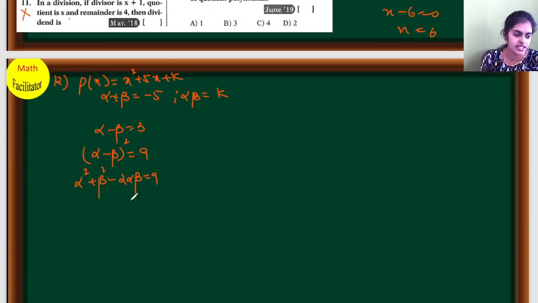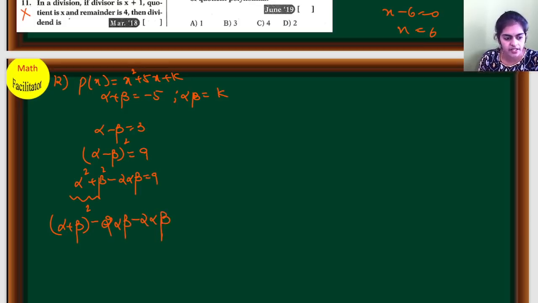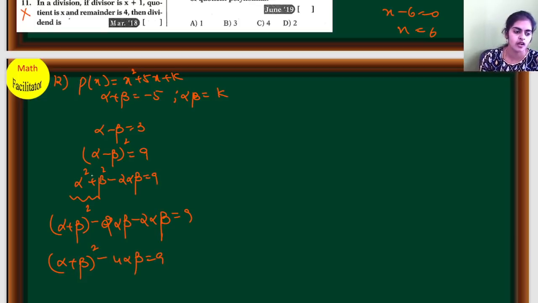And again here you can see alpha square plus beta square, I can write it as alpha plus beta whole square minus 2 alpha beta. And you have minus 2 alpha beta already, equal to 9. So alpha plus beta whole square minus 4 alpha beta you will get. This is equal to 9. How did I write this step?